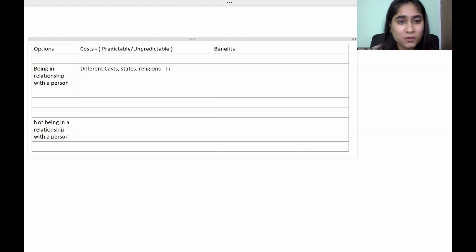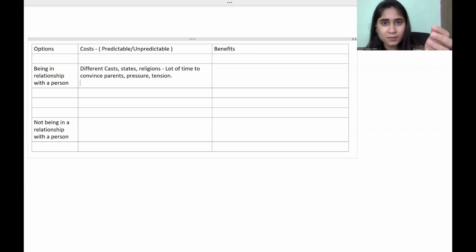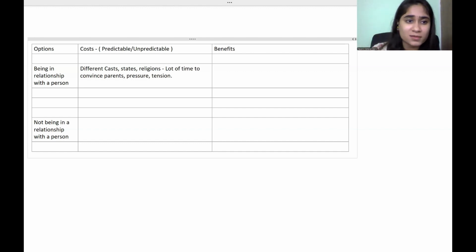It will take a lot of time to convince parents. Of course, you will be under pressure. You have to take tension also. This is one of the predictable costs. You're supposed to pay the cost, right? You have to give that time convincing your parents, take the pressure, be in that tension. That is one of the predictable costs.